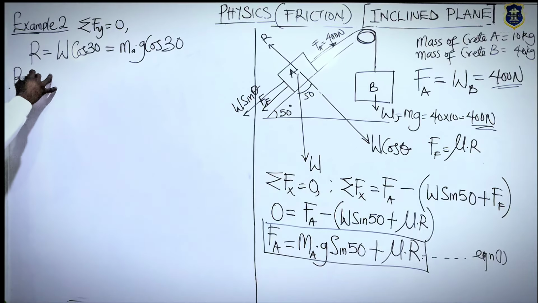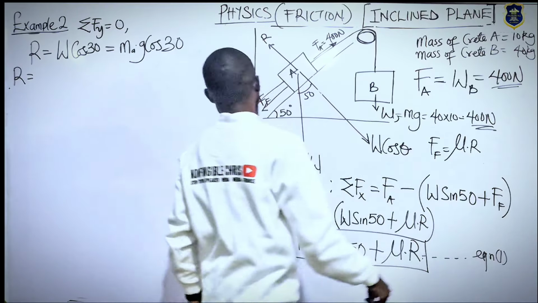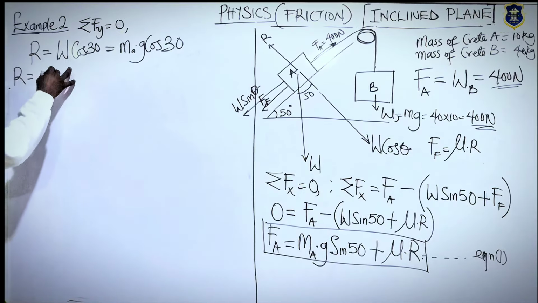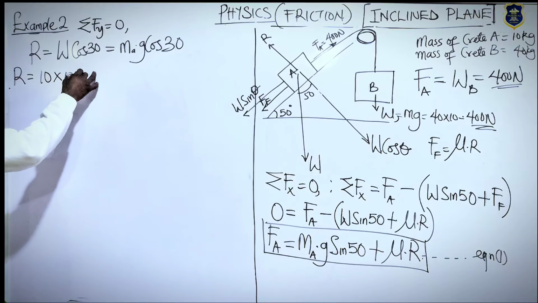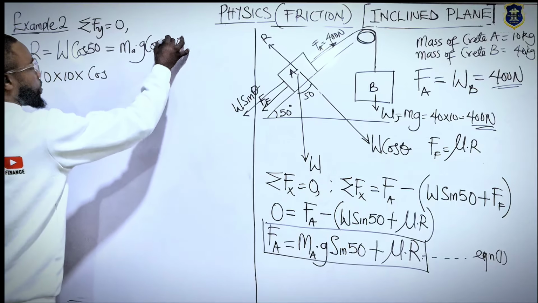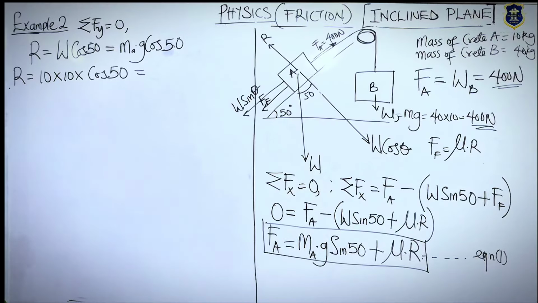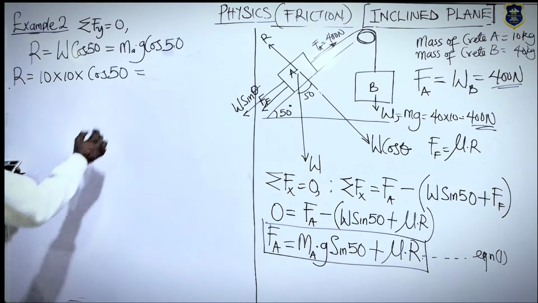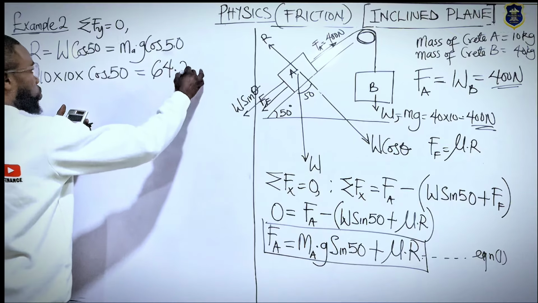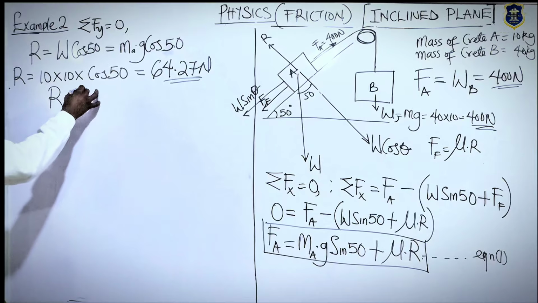Our R becomes what? The mass of A is how many kilograms? 10, yes. Mass of crate A is 10 kilograms. So you can put that there: 10 times g, 10 times cos 50, not 30 please. Cos 50. Using our calculator, 10 times 10 cos 50, we have 64.27. That means our normal reaction R is 64.27 Newton.